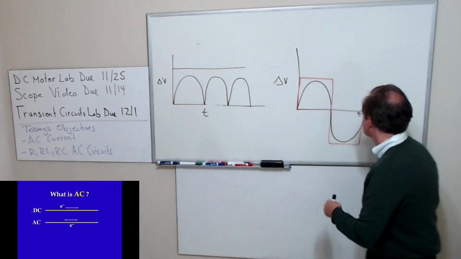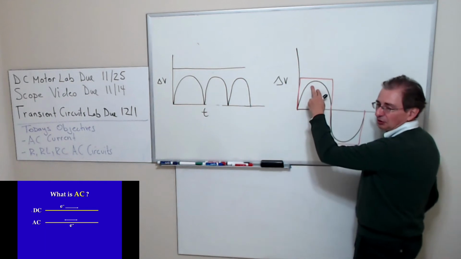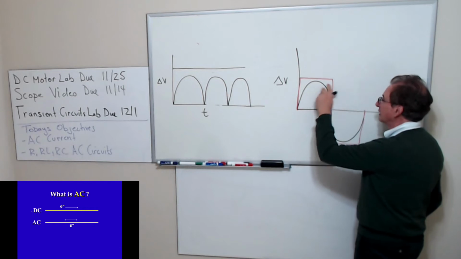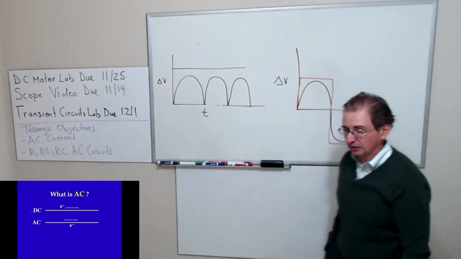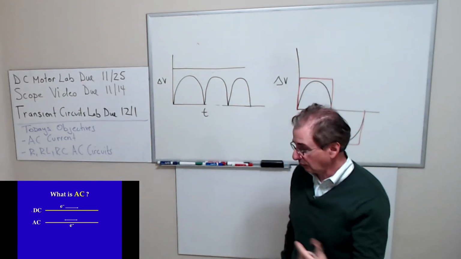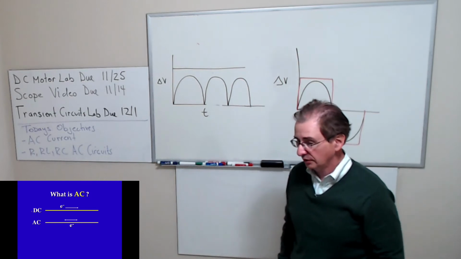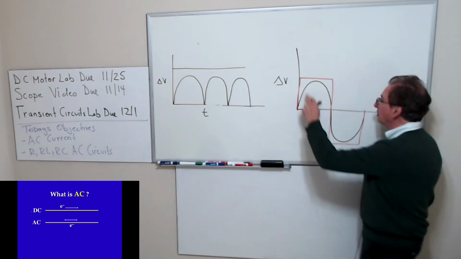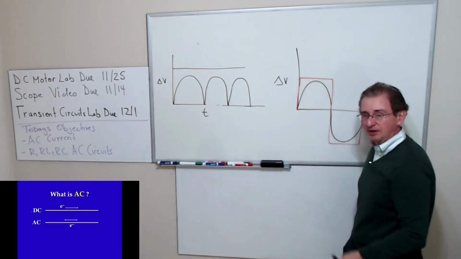The sine wave is easy to produce because all you have to do is rotate a coil in the magnetic field. The square wave is much more difficult to produce. The triangle wave is also difficult to produce, but it can be done. A square pulse is not perfectly square, but it's approximately square.